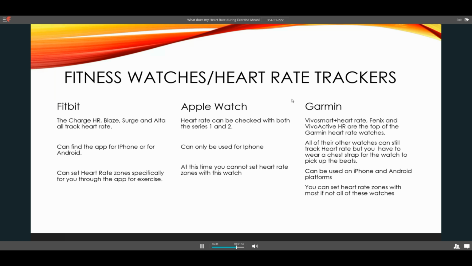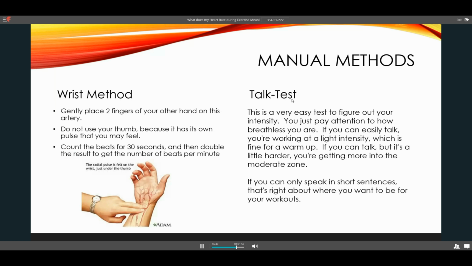Both of these can be used for iPhone and Android, and most of these you can set appropriate heart rate zones. So if you don't have a heart rate monitor, let's go over a few quick ways that you can check your heart rate during exercise as well.